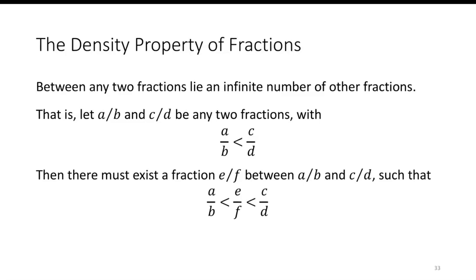Fractions have a property called the density property. And that is, between any two fractions, there is actually an infinite number of fractions between them. So, for instance, what this is saying is that if you let a over b and c over d be any two fractions, where a over b is smaller than c over d, then there has to be a fraction in between them, such that a over b is less than e over f, which is less than c over d. And there's actually an infinite number of fractions between them.